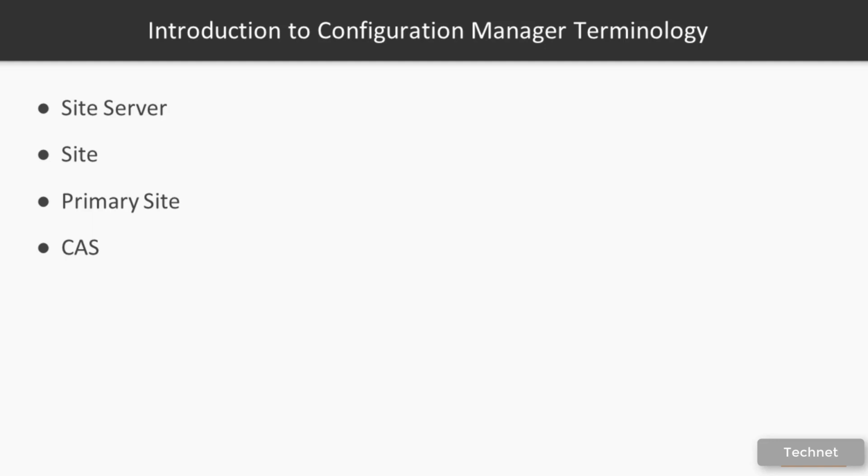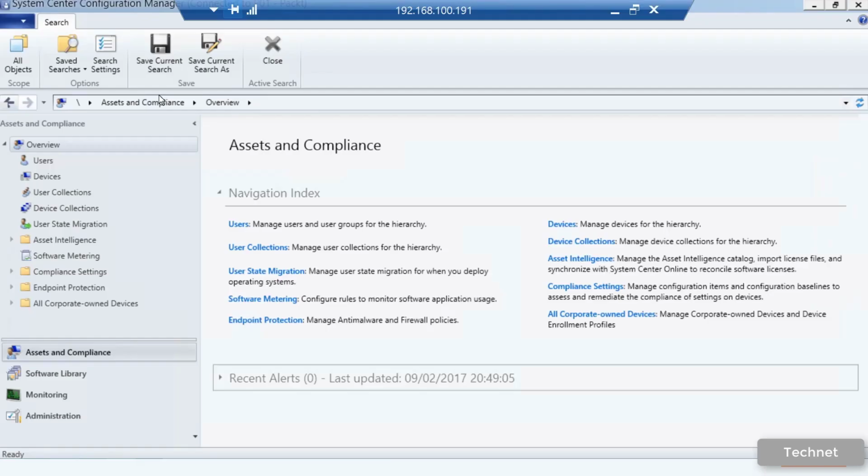A standalone primary site. This is the most common type of implementation in the world and is suitable for most organizations. It supports up to 150,000 clients. And a central administration site. Very large organizations will require a CAS which supports up to 25 child primary sites. This type of infrastructure can manage up to 700,000 clients, but is not required for most organizations. And this is what we will be working towards.